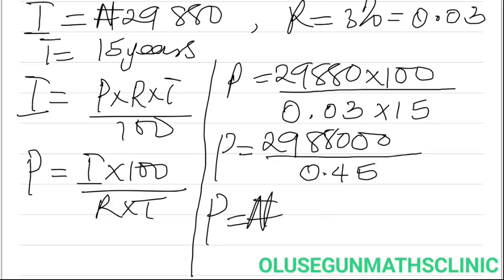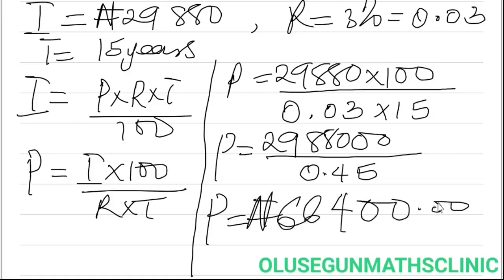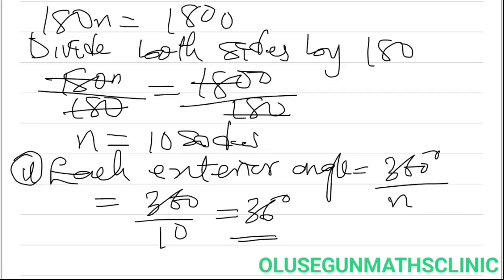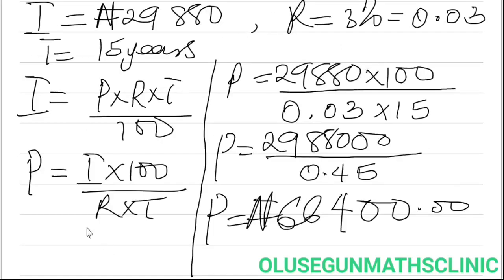29,880 divided by 0.45. Okay, the answer here will give you 66,400. So this is the answer for question 2B.